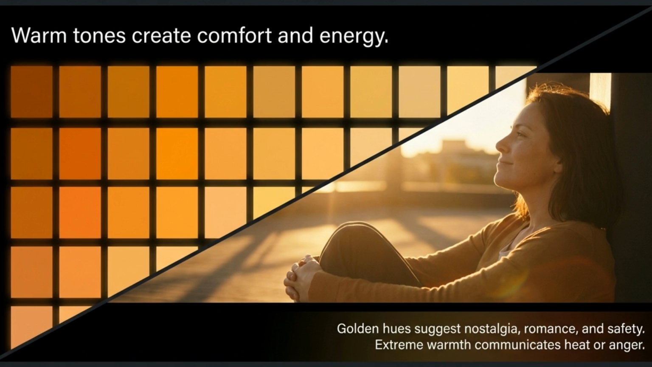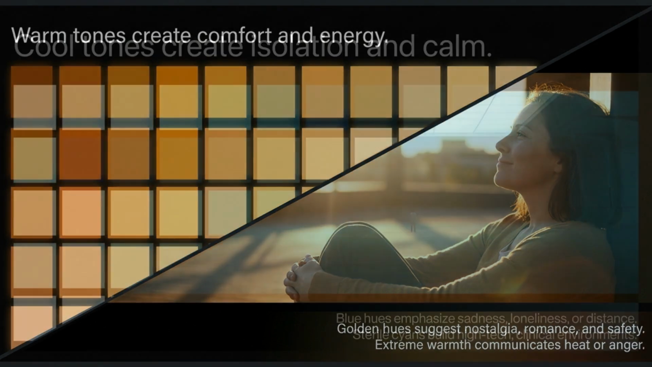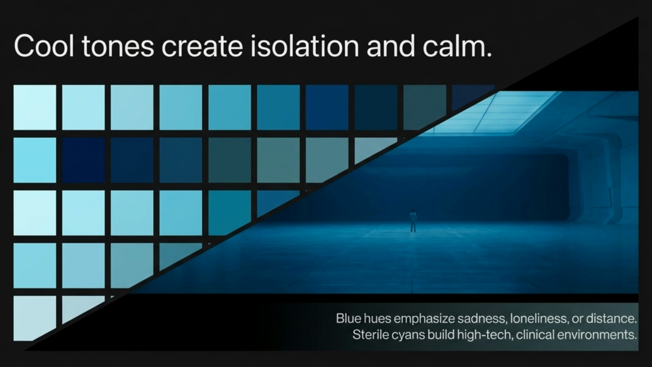Warm tones create comfort and energy. Golden hues suggest nostalgia, romance, and safety. However, extreme warmth can also communicate heat or anger. Conversely, cool tones create isolation and calm. Blue hues often emphasize sadness, loneliness, or distance. Sterile cyans are used to build high-tech or clinical environments.